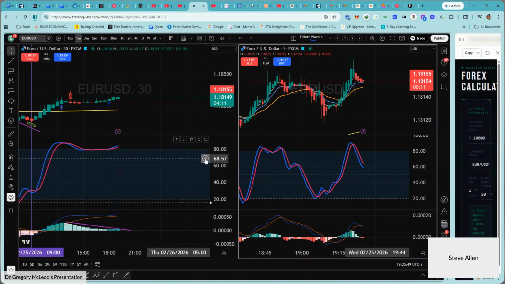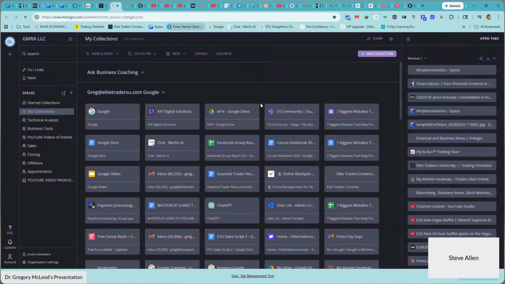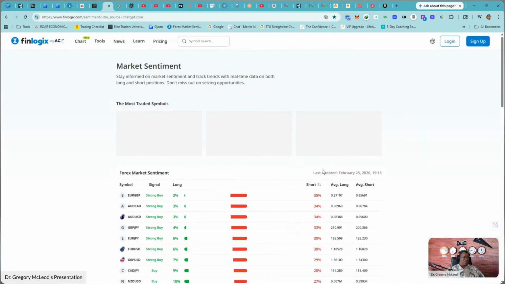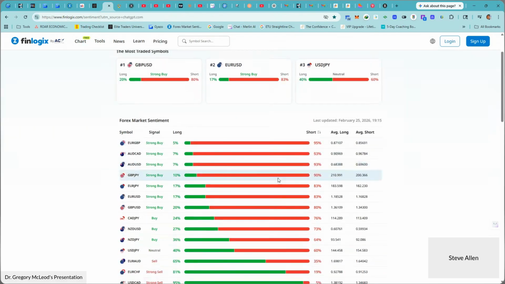Yeah. I also like that market sentiment site that you gave us. Oh yeah, that one is better. Where is that? Here. Yeah, because that Aussie yen was like 1% were long and 99% were short. I'm like, come on now. They were right on that one, right? Yeah, now it's 7%, 93% are short.